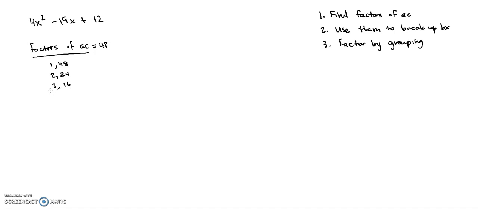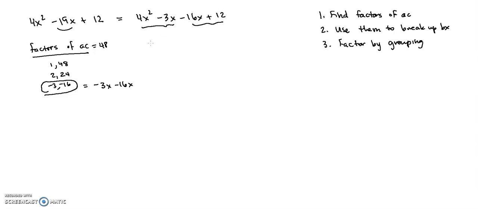Okay, so we need this combination, and we need them both to be negative. Okay, negative times negative is positive. Negative plus negative is negative. All right, so we're going to use those to rewrite our middle term. So we're going to have negative 3x, negative 16x. That's what we're going to do with the 19. All right, so everything else stays the same. 4x squared minus 3x minus 16x plus 12. And we're going to factor by grouping.